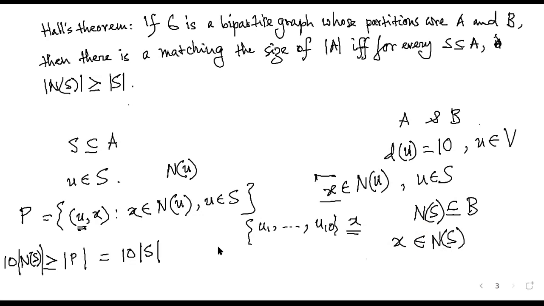So it is 10 into cardinality of S, by using U, the first coordinate. Just consider one element x from N(S). N(S) is the neighbor set of S. The neighbor set of S means there is an edge between one element in S and another element in N(S).